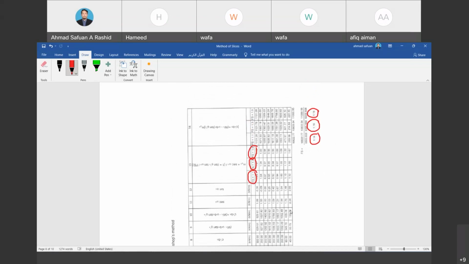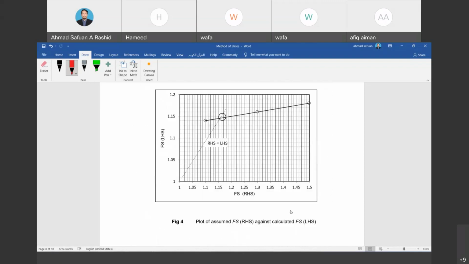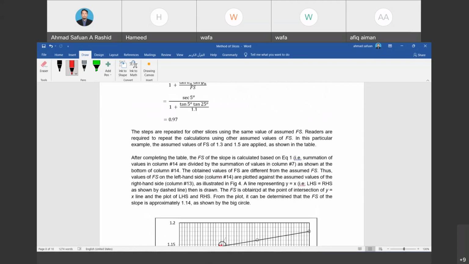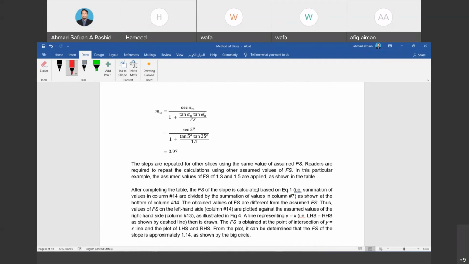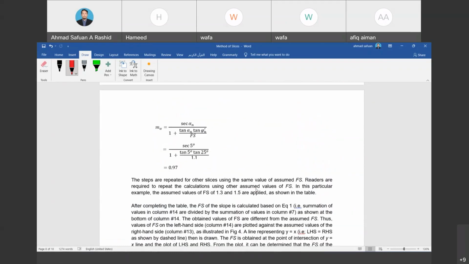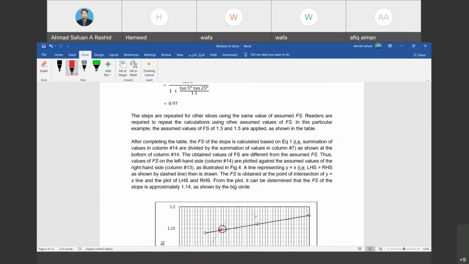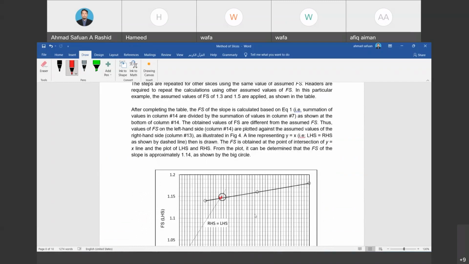Once we have done 3 attempts, it is the same procedure where we plot a graph and find the intersection of the relationship with the line of equality, and that is equal to the factor of safety value. So the value for the simplified Bishop is equal to 1.14.